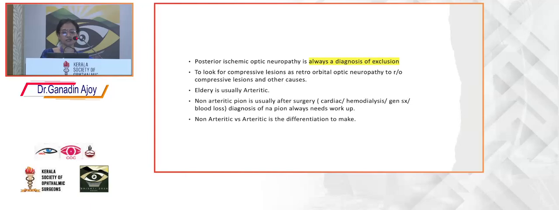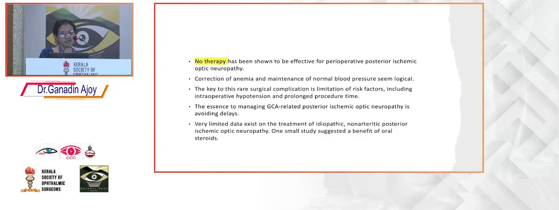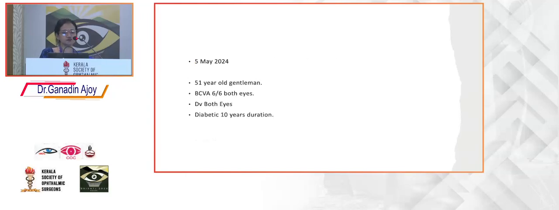It is hard to identify, but it is always a diagnosis of exclusion. You have to do all the investigations, rule out arteritic causes, rule out other compressive lesions, but there is no therapy as such. The key is limitation of risk factors and treatment of GCA. Now coming to this particular gentleman, a 51-year-old with best corrected visual acuity of 6/6 in both eyes, who came to us with defective vision in both eyes. Diabetic of 10 years duration.